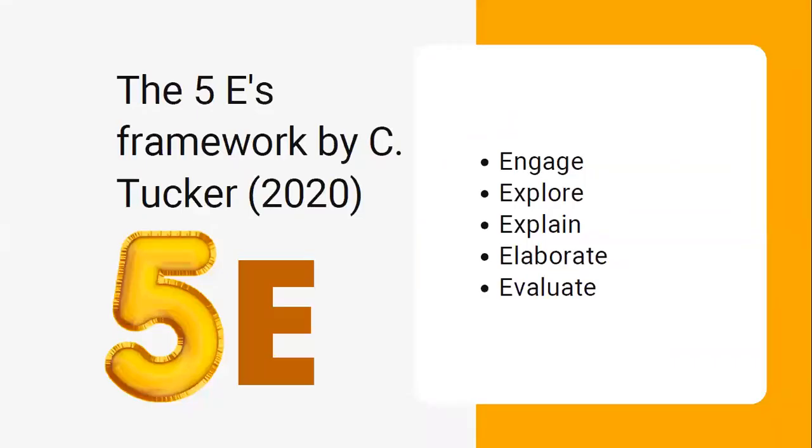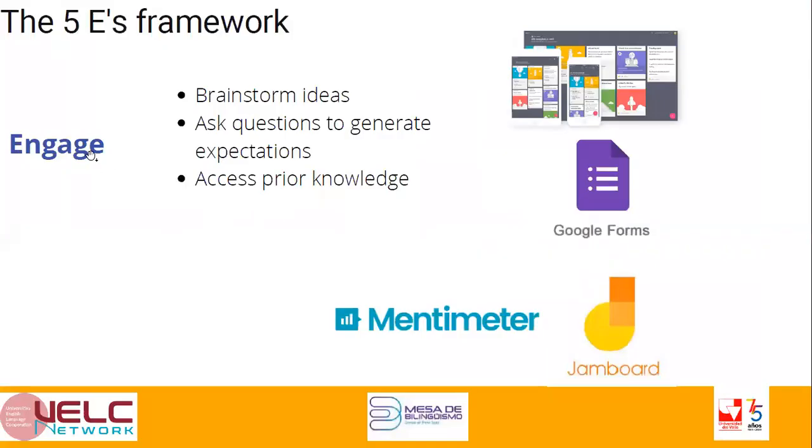Right, now we have the 5 E's framework. It was developed by Kathleen Tucker in 2020. And the 5 E's are engage, explore, explain, elaborate, and evaluate. So what do you do at the engaging part? You brainstorm ideas, you ask questions to generate expectations, and you access students' prior or previous knowledge. How do you do that? You can use Jamboard, you can use Padlet for the brainstorming, right? You can use Google Forms to ask the questions, or you can use Mentimeter.